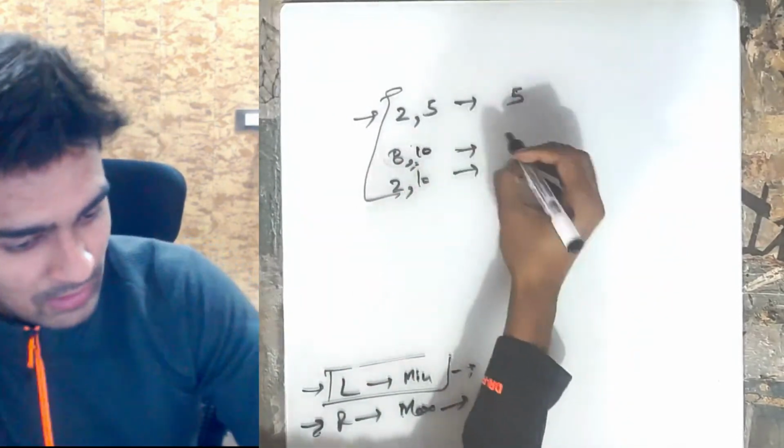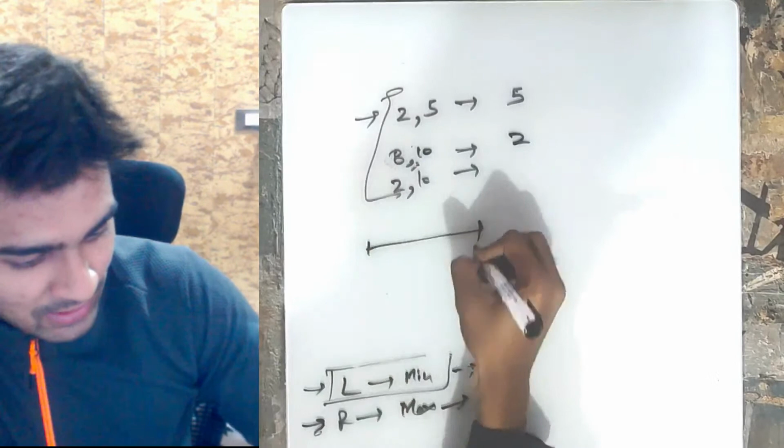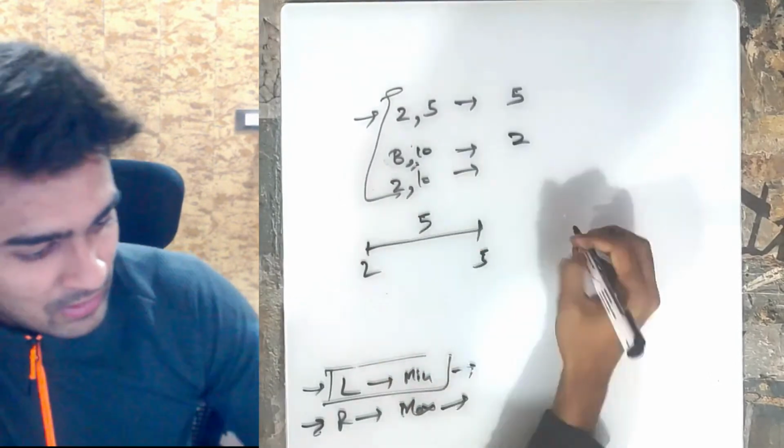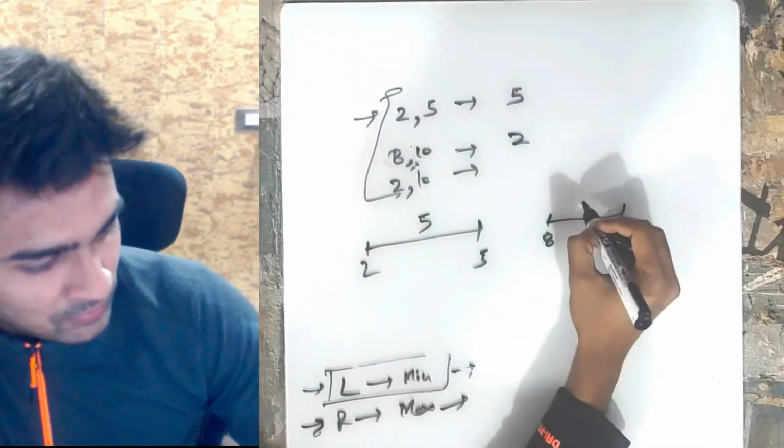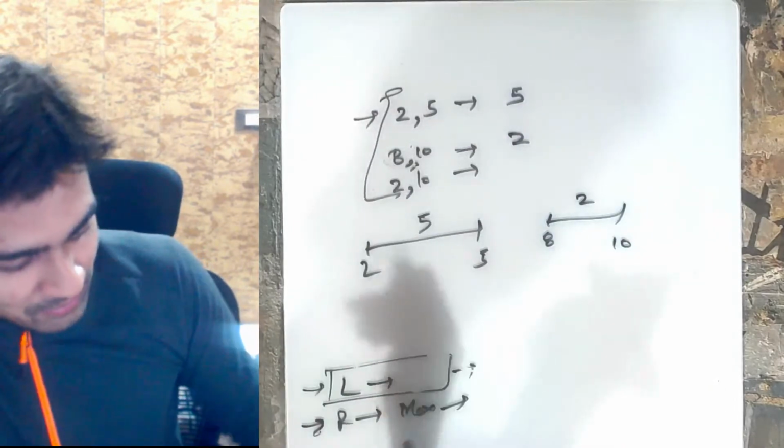We had 8 to 10 and the cost was 2. Okay, so basically we had from 2 to 5 with the cost of 5 and from 8 to 10 with the cost of 2. Okay, we might say that the minimum L that we have, right?